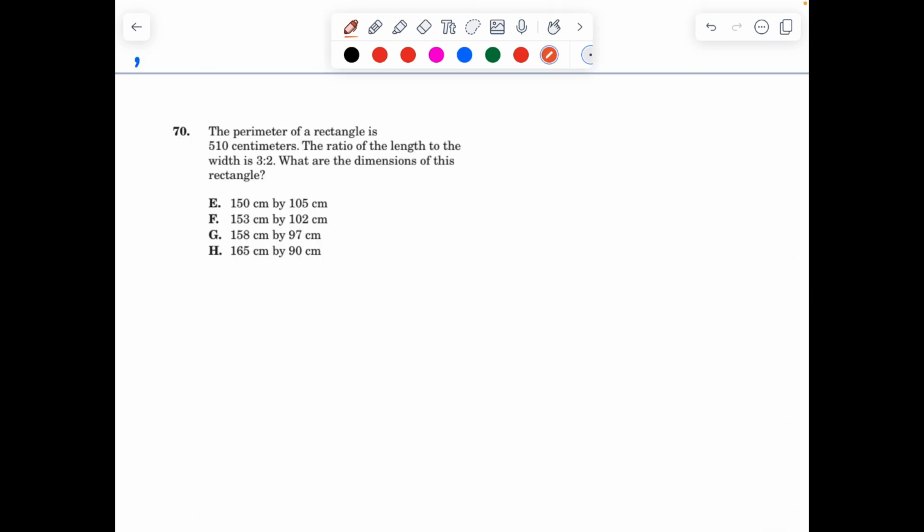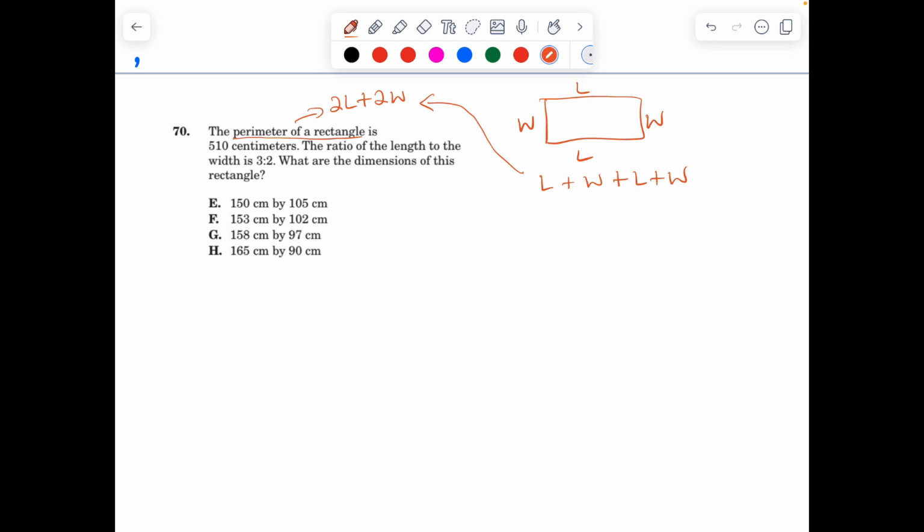Number 70, the perimeter of a rectangle. So let me stop right there and go ahead and annotate this as 2L plus 2W. I know that in a rectangle, the 2 lengths are equal in measure and the 2 widths are equal in measure. And perimeter means to add up all the sides. So I can look at the perimeter as L plus W plus L plus W, or more simply as 2L plus 2W. So I know a formula for my perimeter.